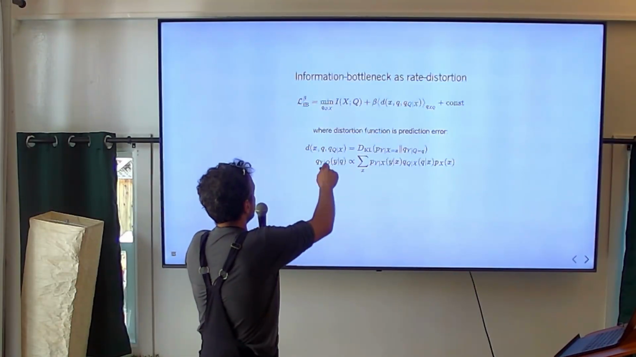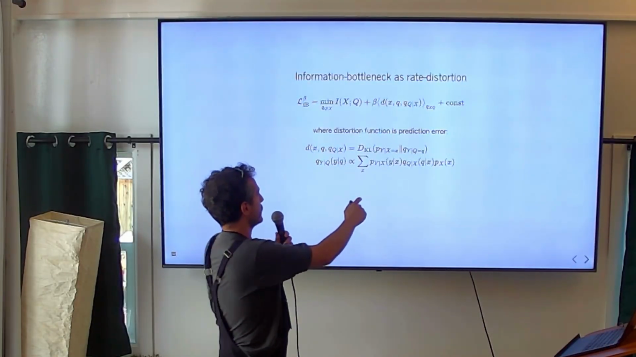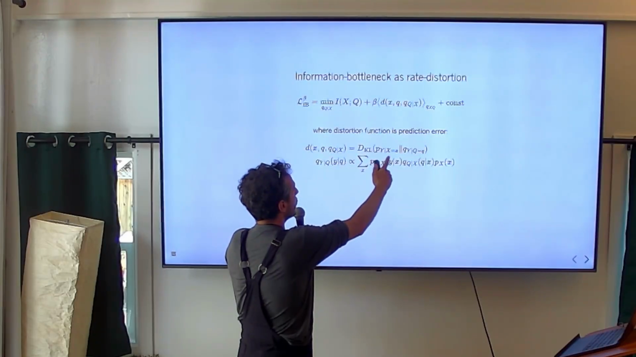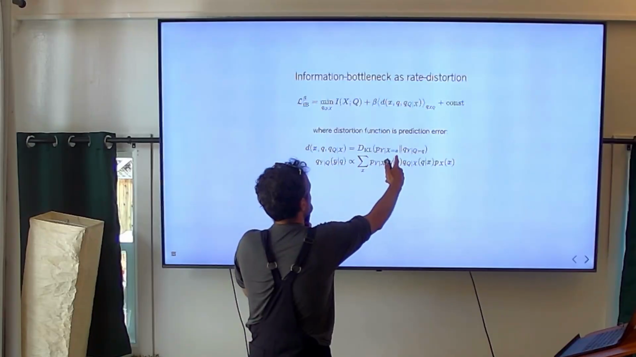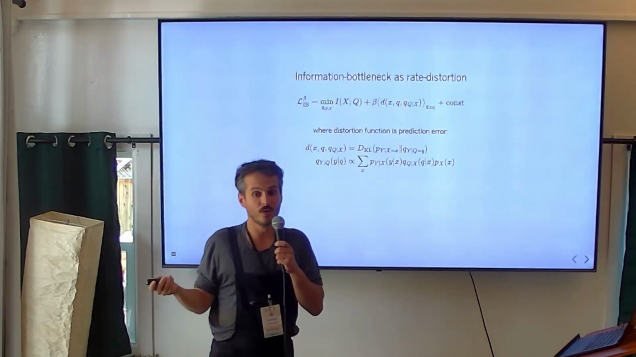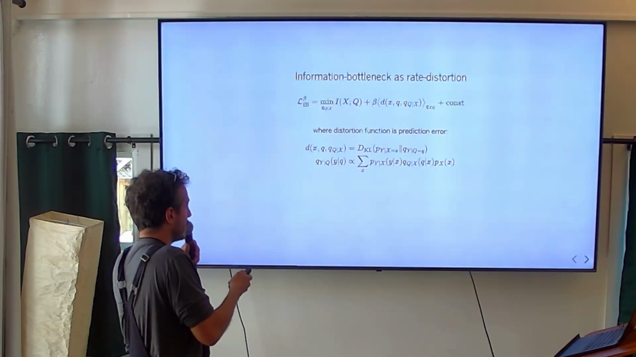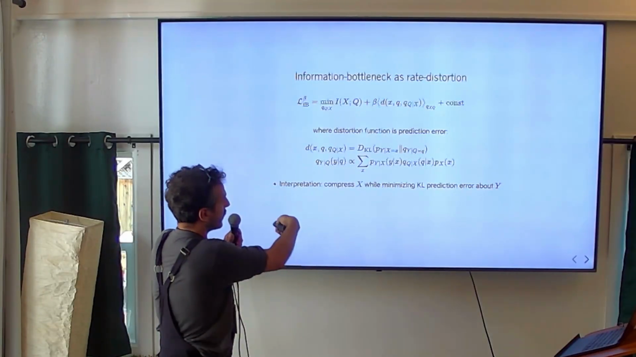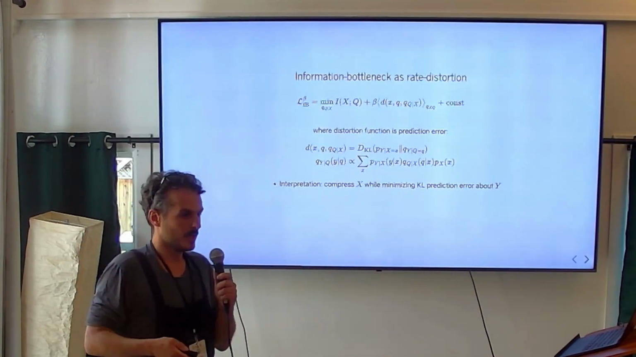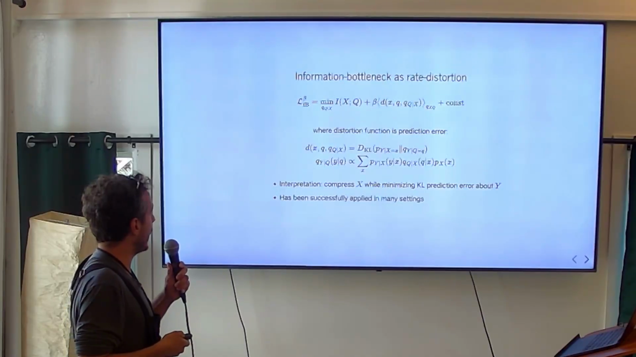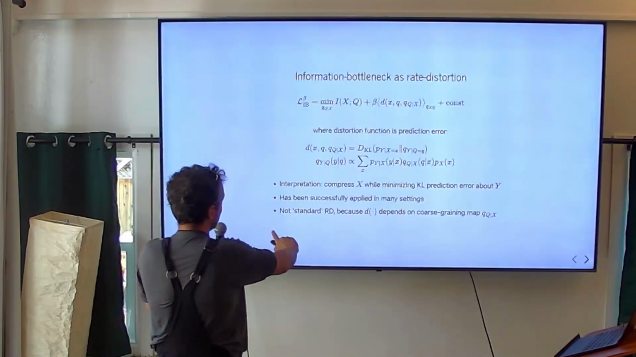So we can write it basically as minimizing the information subject to this distortion function, where this distortion function says minimize the Kullback-Leibler prediction error of predicting y given x versus predicting it using q, which is the bottleneck variable. Okay. Now, the important thing to note here, so we're going to compress, so it's very similar, but it's more directly written in terms of minimizing prediction error, right?